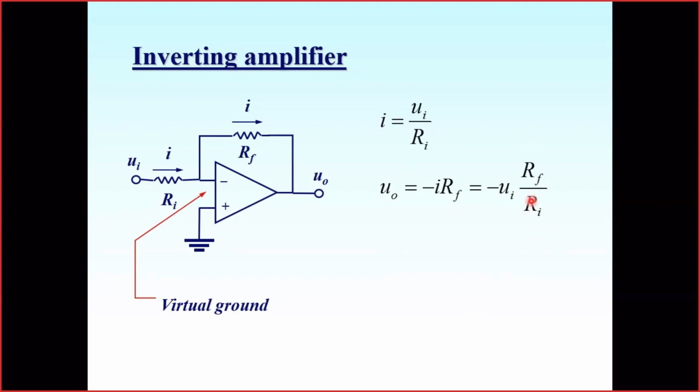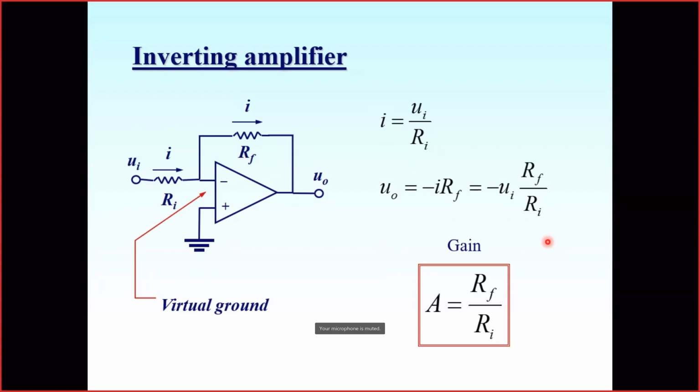So this ratio, if we take the feedback resistor with a bigger resistance than the input resistor, we will get this ratio higher than 1. It means that the output voltage will be bigger than the input voltage. And actually this ratio is nothing else than the gain of this amplifier. So the gain of an inverting amplifier is the ratio between the feedback resistor resistance and the input resistor resistance.